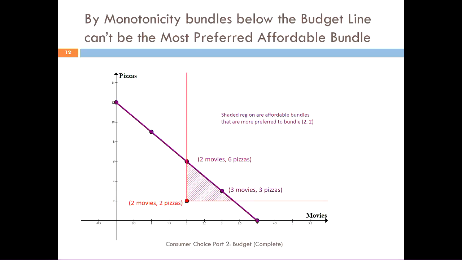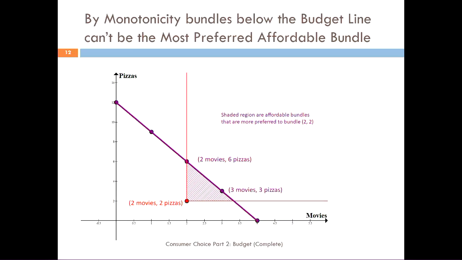So you know you would never choose 2-2. That's true for any bundle that lies below the budget line. Pick any point below the budget line, there will always be points to the northeast that are affordable. And by monotonicity, since it's to the northeast, they're preferable, that means you'll never choose that bundle inside. So the upshot is, wherever you choose, you know it's going to be somewhere on the budget line. That makes our life easy. Now, if monotonicity does not hold, then that's not necessarily true, as we're going to see later on. But the assumption of monotonicity is our standard assumption. More is better. If more is better, then you're always going to be somewhere on the budget line.